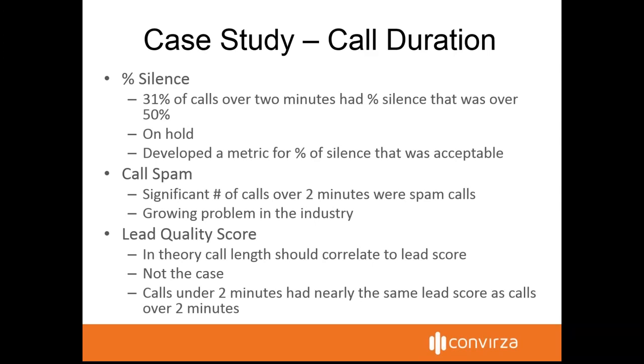Well, that's extraordinarily inaccurate if you're just basing it off duration. You're getting about a third of your phone calls that you have no idea if they're good or not because they haven't even talked to the person.